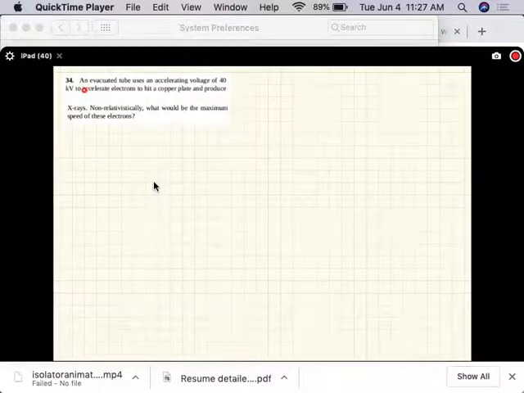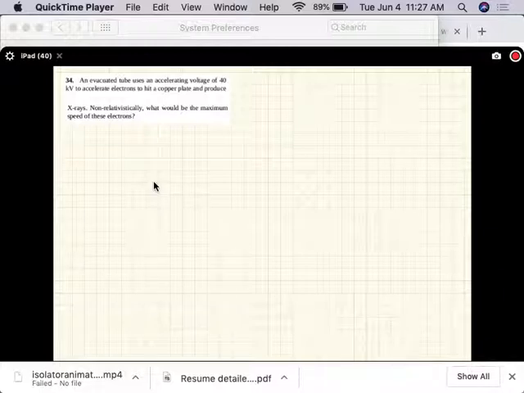All right, so this problem says an evacuated tube uses an accelerating voltage of 40 kilovolts, 40,000 volts, to accelerate electrons to hit a copper plate that produces X-rays, non-relativistically. Non-relativistically, what would be the maximum speed of these electrons? Okay, so essentially here's an X-ray machine.